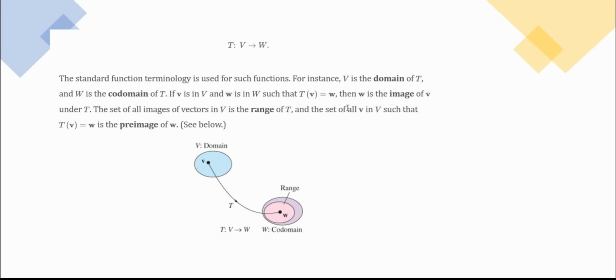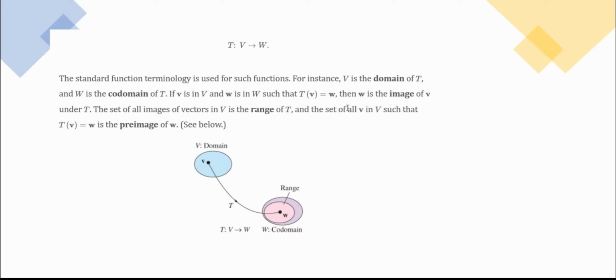Graphically, we look at this transformation. The standard function terminology is used here for these functions. Here, V is the domain of T, you recall from the previous section, and W is the codomain of T. If little v is in V, and little w is in big W, such that T of v is equal to w, then w is the image of v, and that's taken directly from the idea of functions from algebra. The set of all images of vectors in V is said to be the range of T.